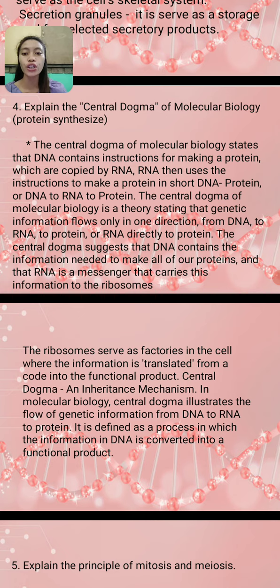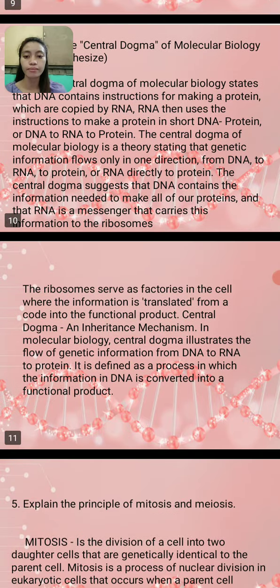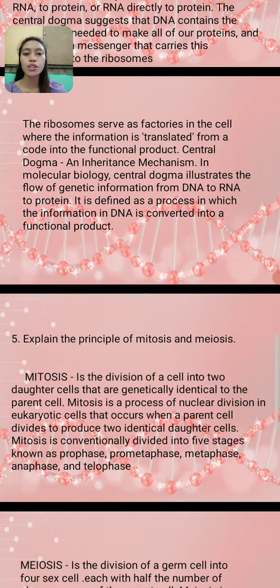The central dogma of molecular biology is a theory stating that genetic information flows only in one direction, from DNA to RNA to protein, or RNA directly to protein. The central dogma suggests that DNA contains the information needed to make all of our proteins, and that RNA is a messenger that carries this information to the ribosomes. The ribosomes serve as factories in the cell where the information is translated from a code into the functional product.